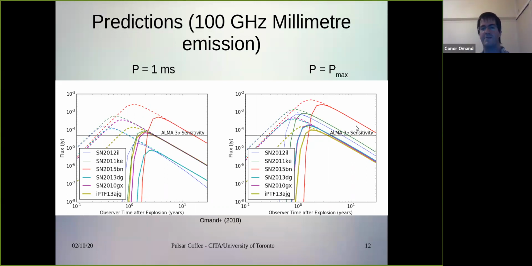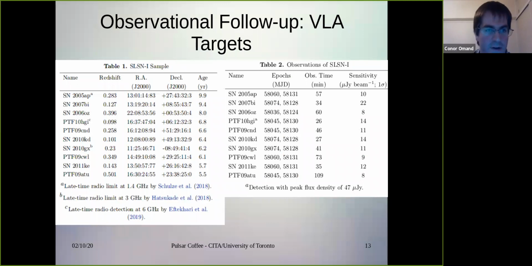And so these are some of the supernovae that we went ahead and did observations of. So I'll start with the VLA targets. You can see 10 targets. Here we observed at 3 gigahertz. A couple of these already had late time radio limits, and we got beaten to the punch on one of these by another group who detected this PTF10hgi at 6 gigahertz.